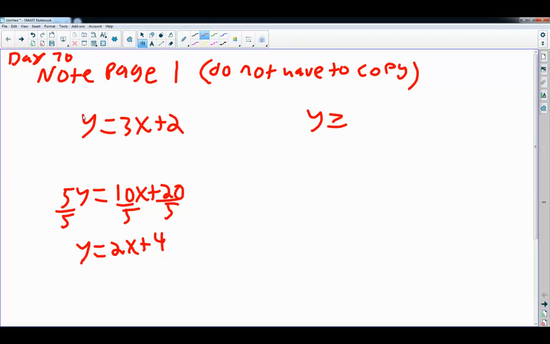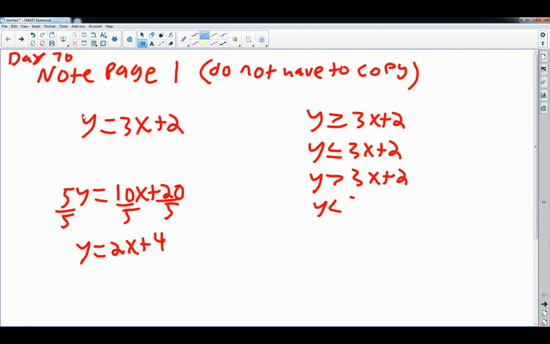Now, we're going to be looking at inequalities. Like y is greater than or equal to 3x plus 2. Or maybe y is less than or equal to 3x plus 2. Or you could have it without the lines, right? Just regular greater than and regular less than. Okay, so now we're going to be switching from graphing and solving equations to graphing and solving inequalities.